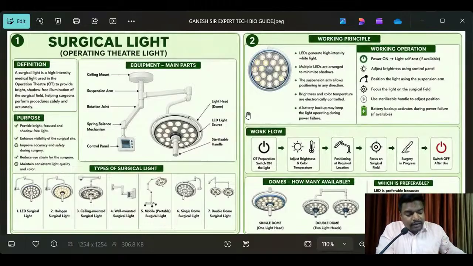Repairing and servicing is the basic point of biomedical engineering services.